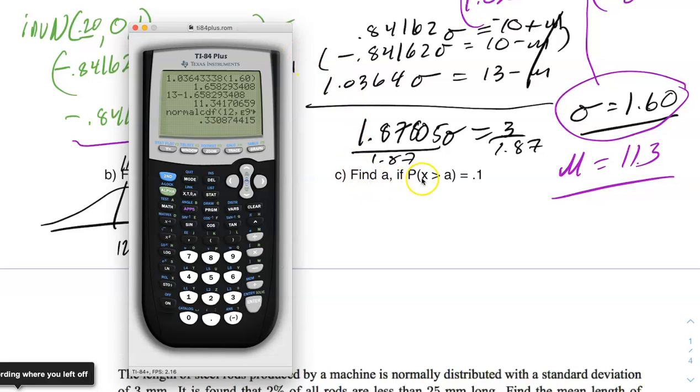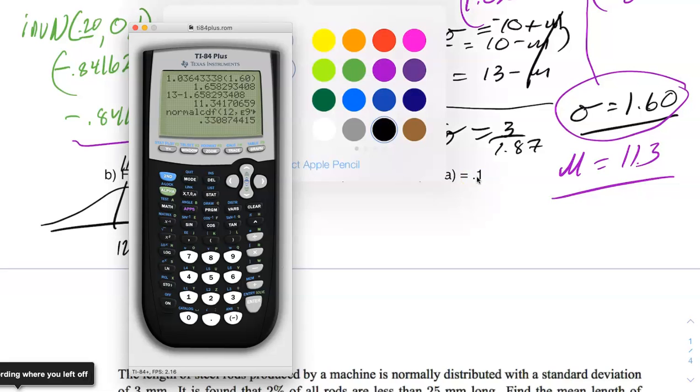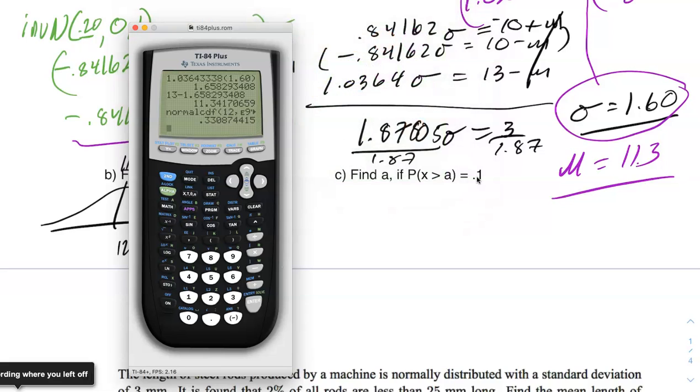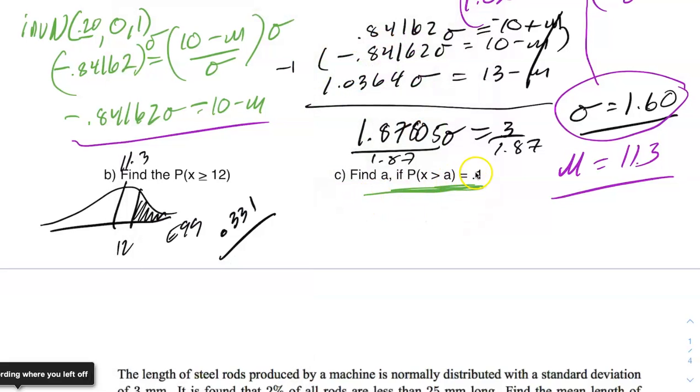Find A if the probability that x is greater than A is 0.1. So again, look at this problem. They give you the percentage, or the decimal. The probability, I should say. So this is an invert normal, right? You're not looking for probability. You have the probability. You're trying to go backwards. So this is invert normal.